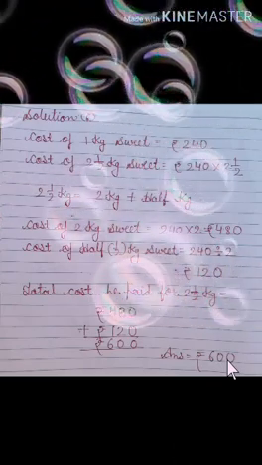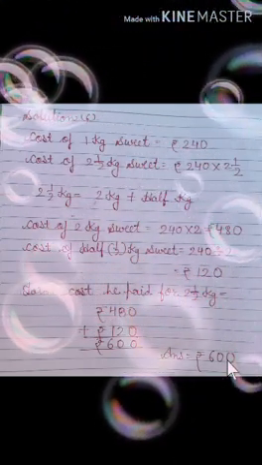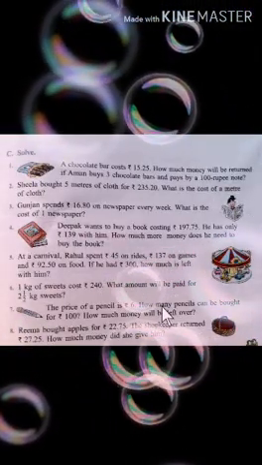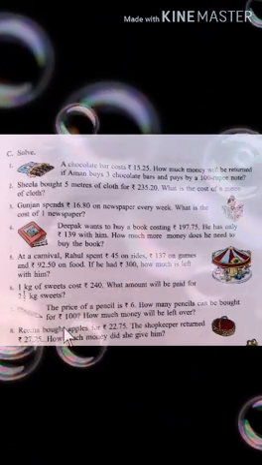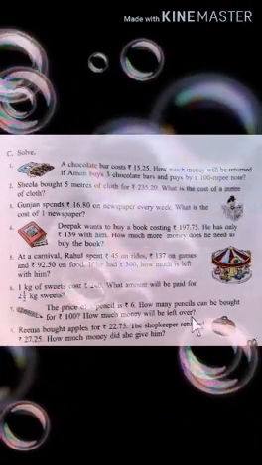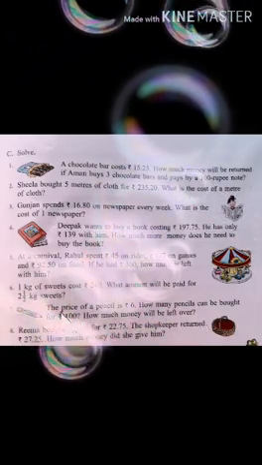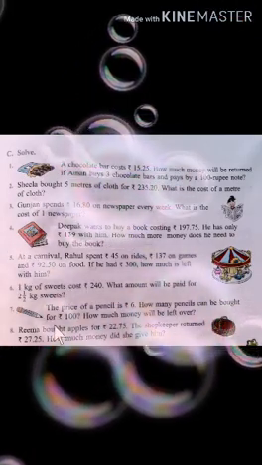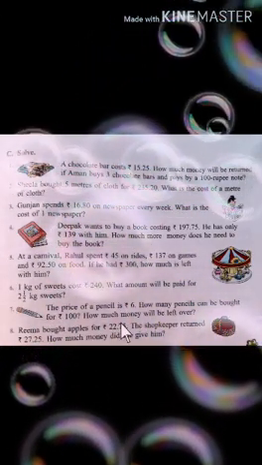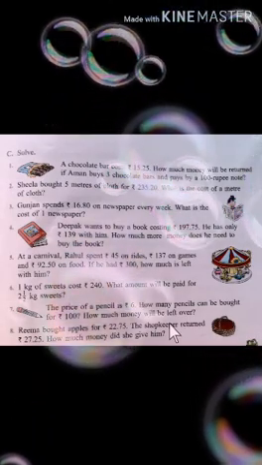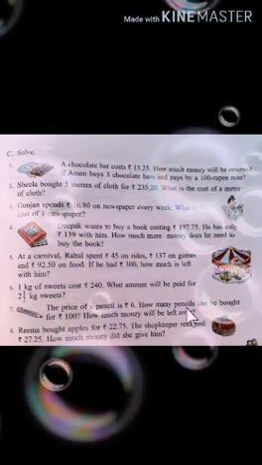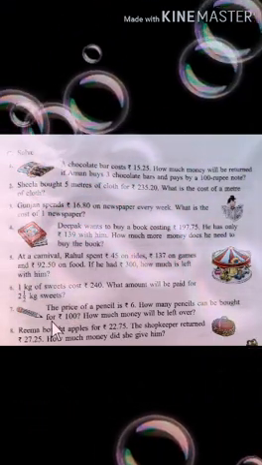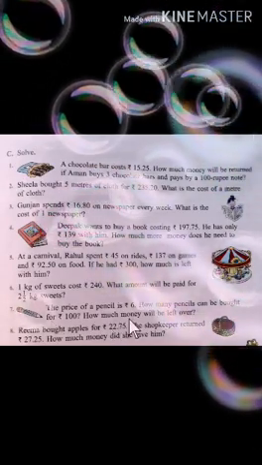Now question 7. The price of a pencil is rupees 6. How many pencils can he buy for rupees 100? How much money will be left over? Students, the price of one pencil is rupees 6 and the total he has is rupees 100. It means you have to check how much money will be left over, and how many pencils you can purchase with rupees 100. If you have rupees 100 and you know the cost of one pencil, then how will you find that out? By division. Students, check it.